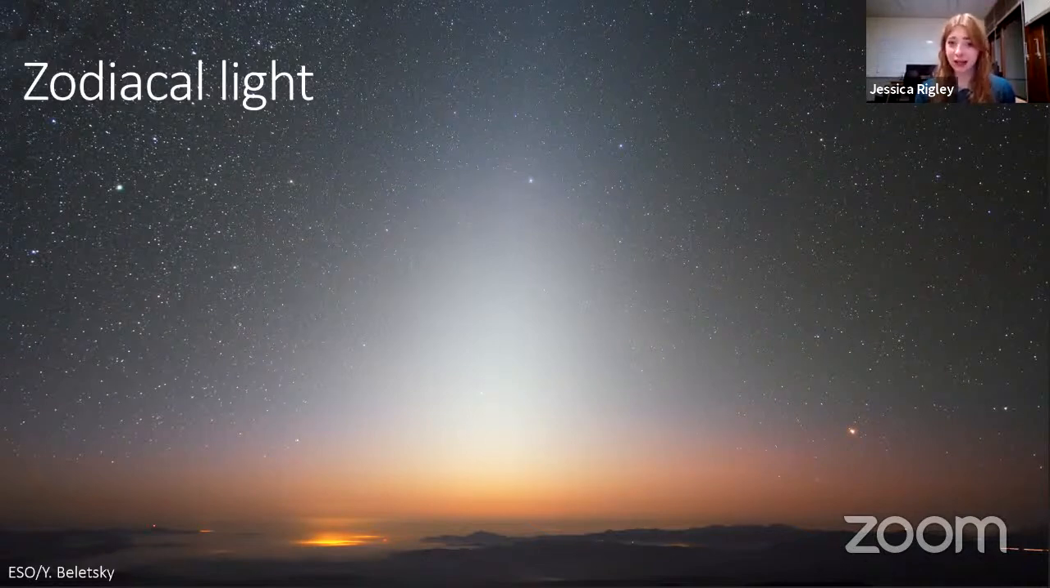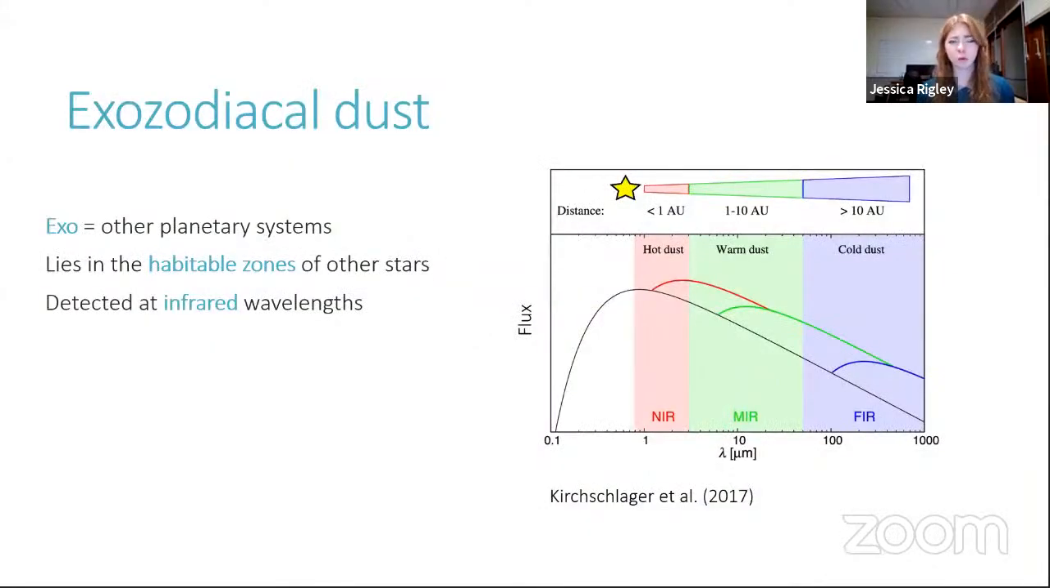So that's our zodiacal cloud. But what about other stars? So we know that other stars also have this zodiacal dust, and we call it exozodiacal dust, where the exo bit just means it's around a different star. So it's another planetary system separate from our solar system. And we know this dust lies in the habitable zones of those stars based on its temperature.